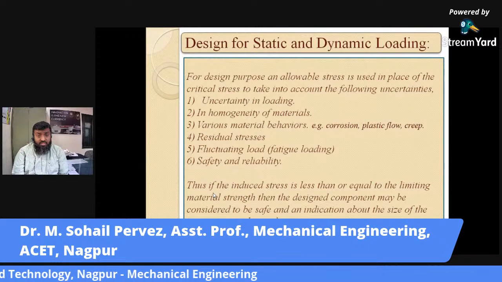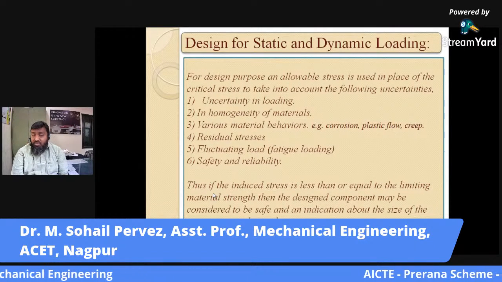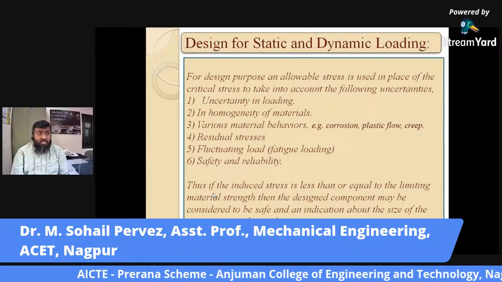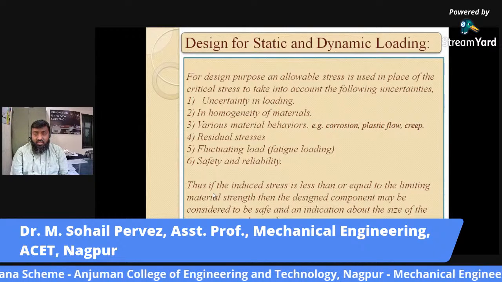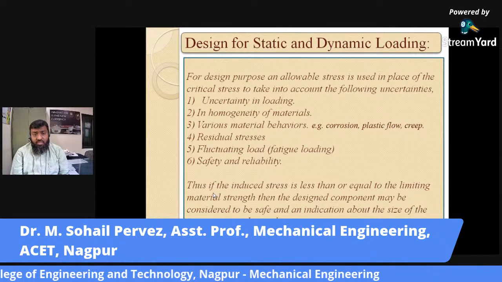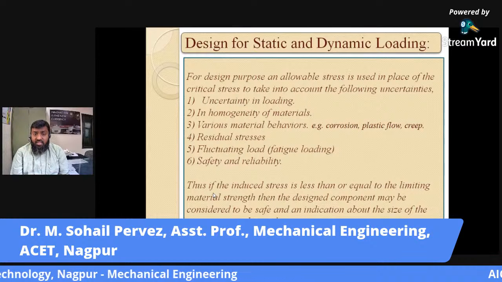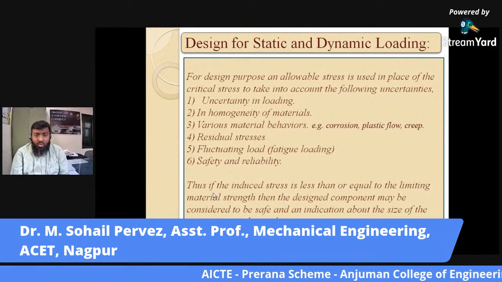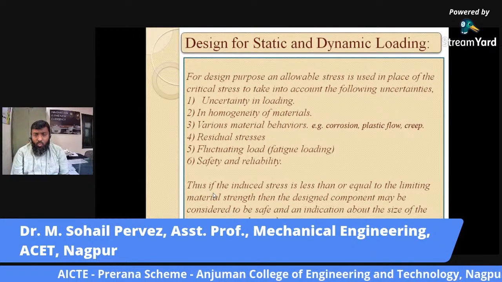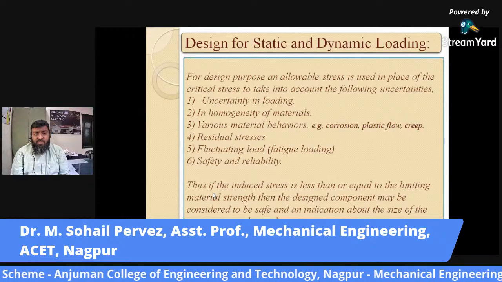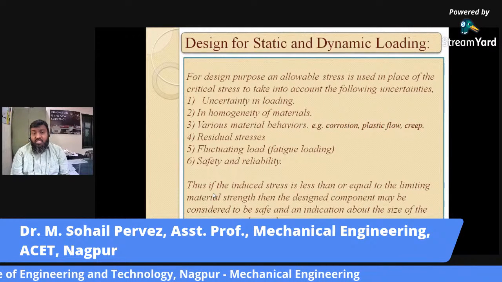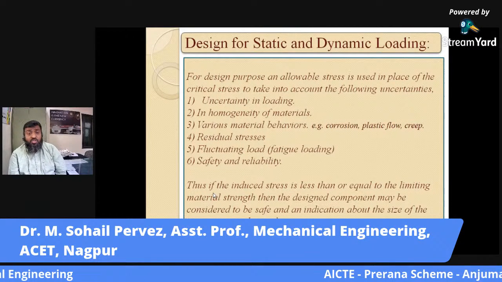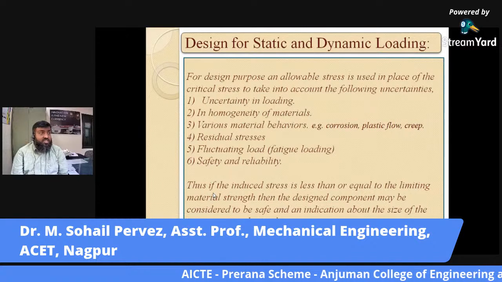Uncertainties in loading. Sometimes the load is gradual, sometimes it may be impact, sometimes it may be cyclic. Inhomogeneity of the material: we generally consider that this rod is made from some SAE 1020 steel, but whether that 1020 steel is really homogeneous over all the surfaces, over the entire structure of that particular shaft, is doubtful. Various material behaviors such as corrosion, plastic flow, creep may be there. Residual stresses, this is again a very serious issue.